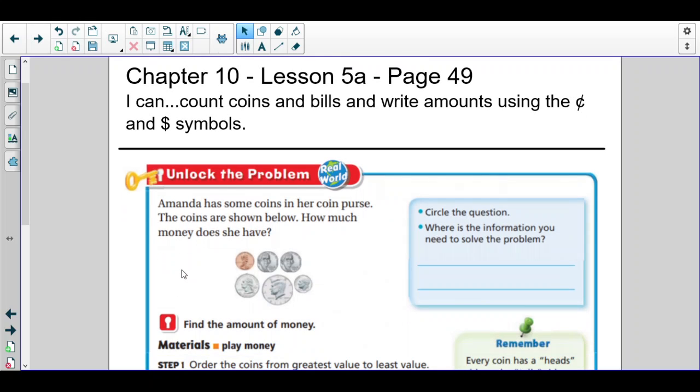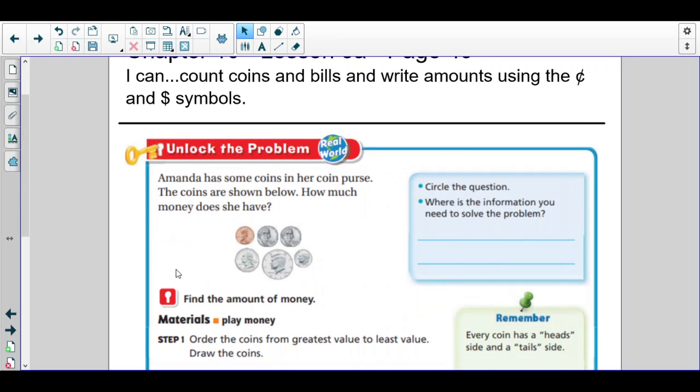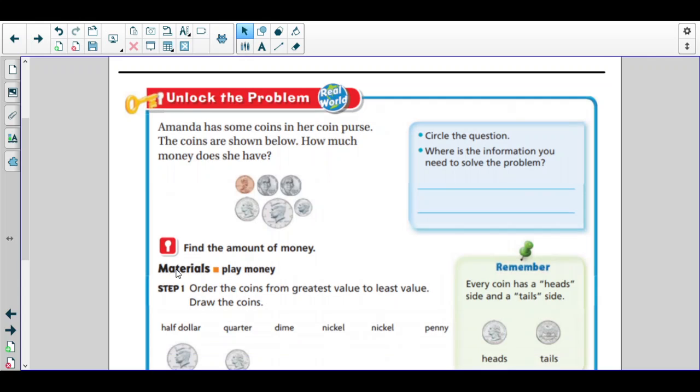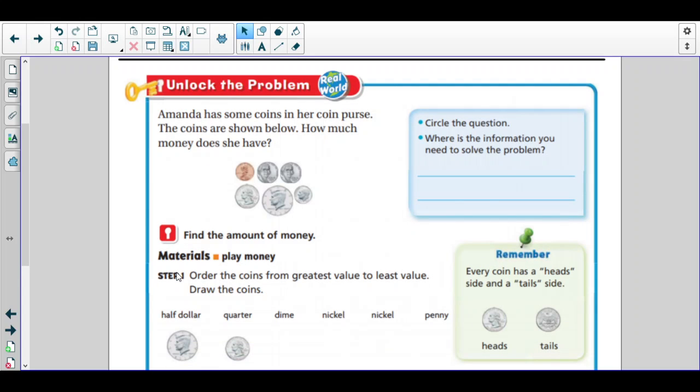We're going to read the problem, then we're going to switch over to another page real quick, and then come back and try to solve this problem. So Amanda has some coins in her purse. The coins are shown below. How much money does she have? And we're supposed to find the amount of money. All right, and so let's order the coins from greatest value to least value.